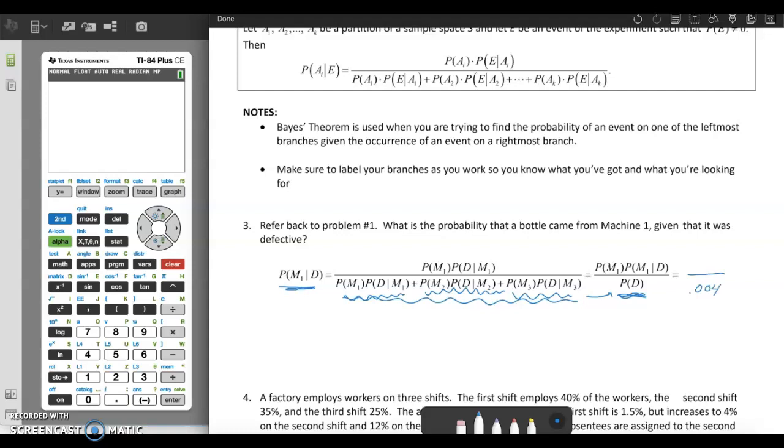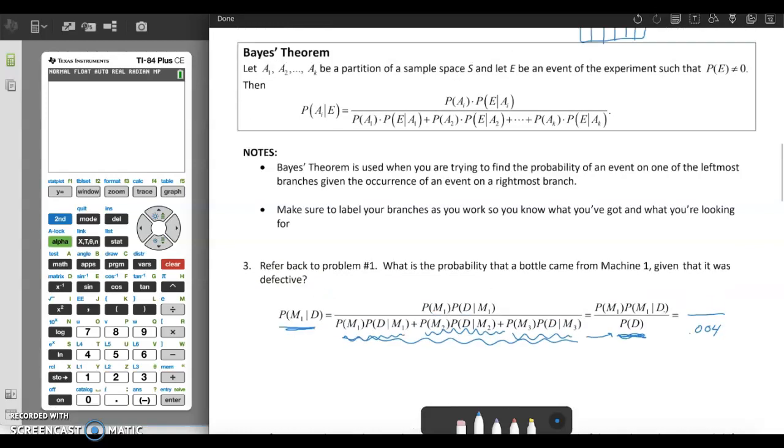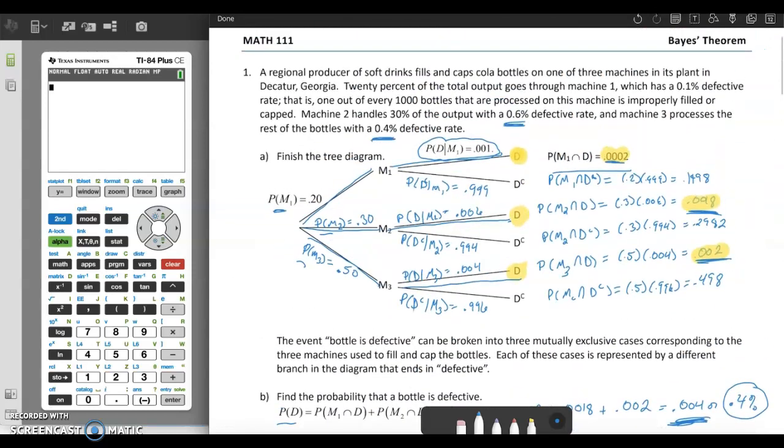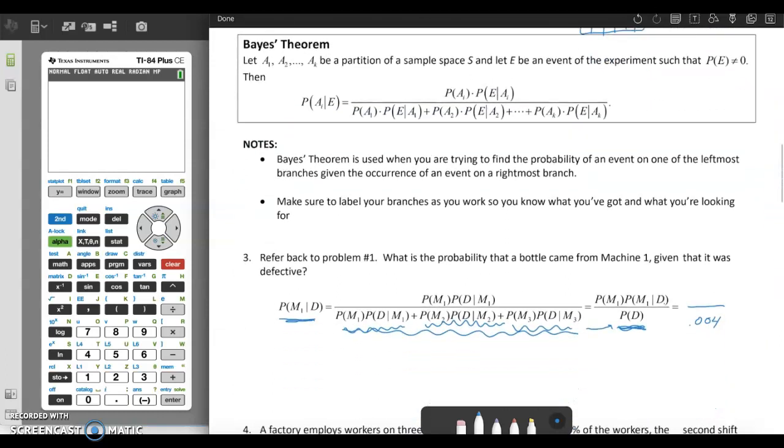Notice the top is just the specific branch in question. It's the branch that came from machine 1 specifically to defective, because that's what's in question: what's the probability specifically that we came from this machine given that we ended up defective. So again, you've already calculated this value. It's 0.0002, or I guess they did it for us.